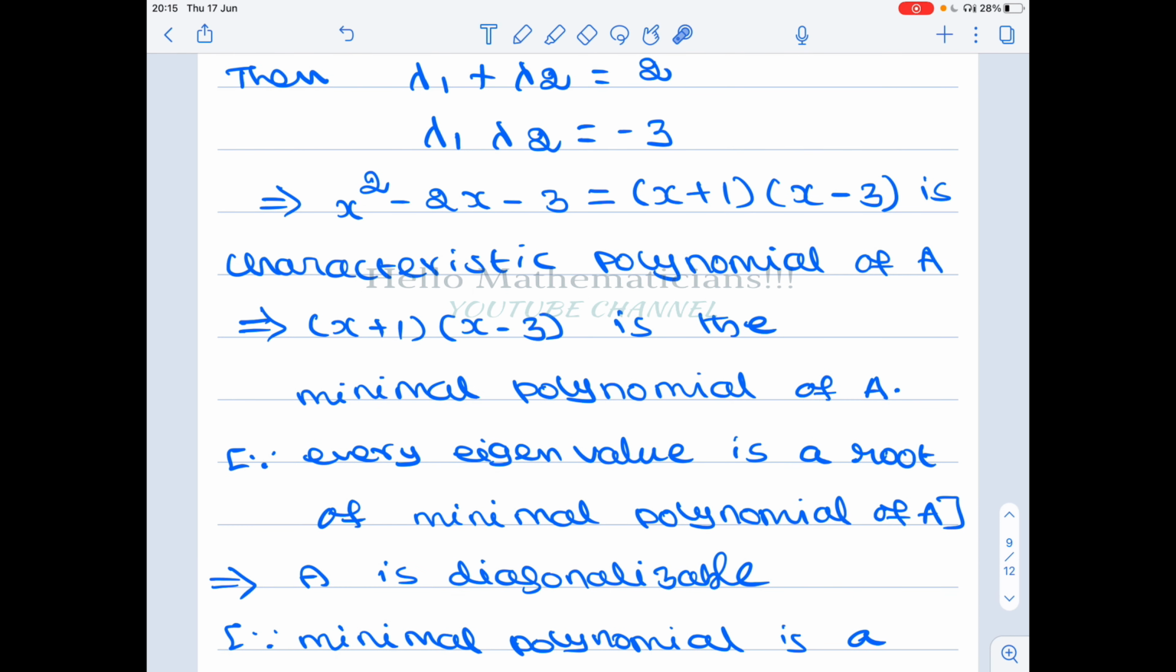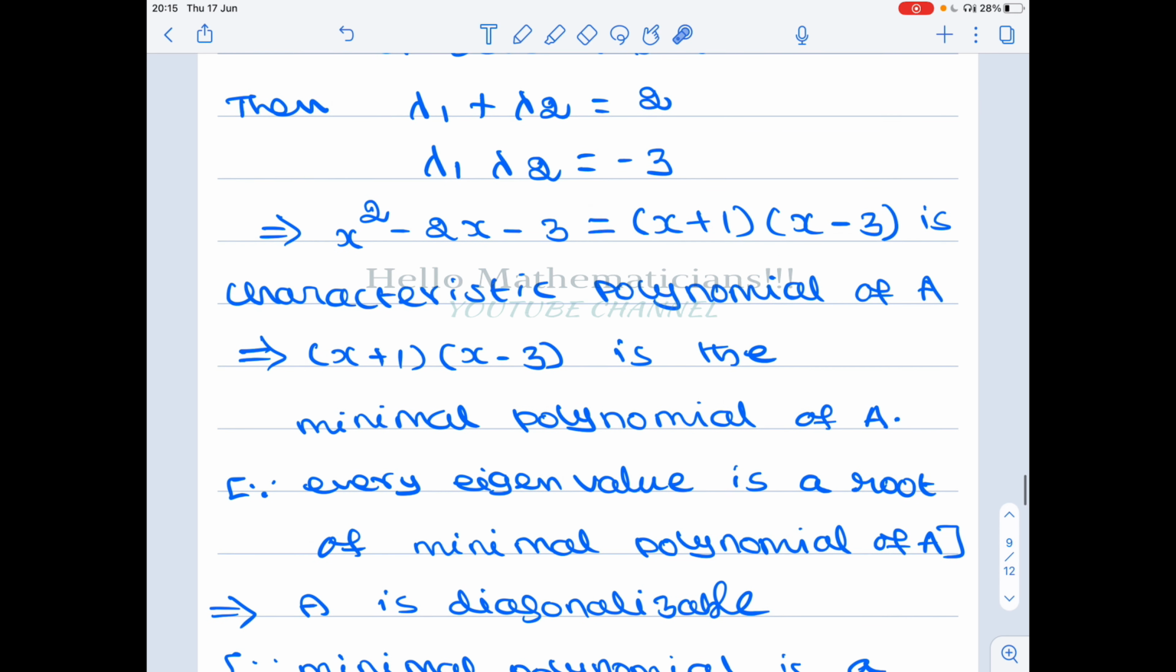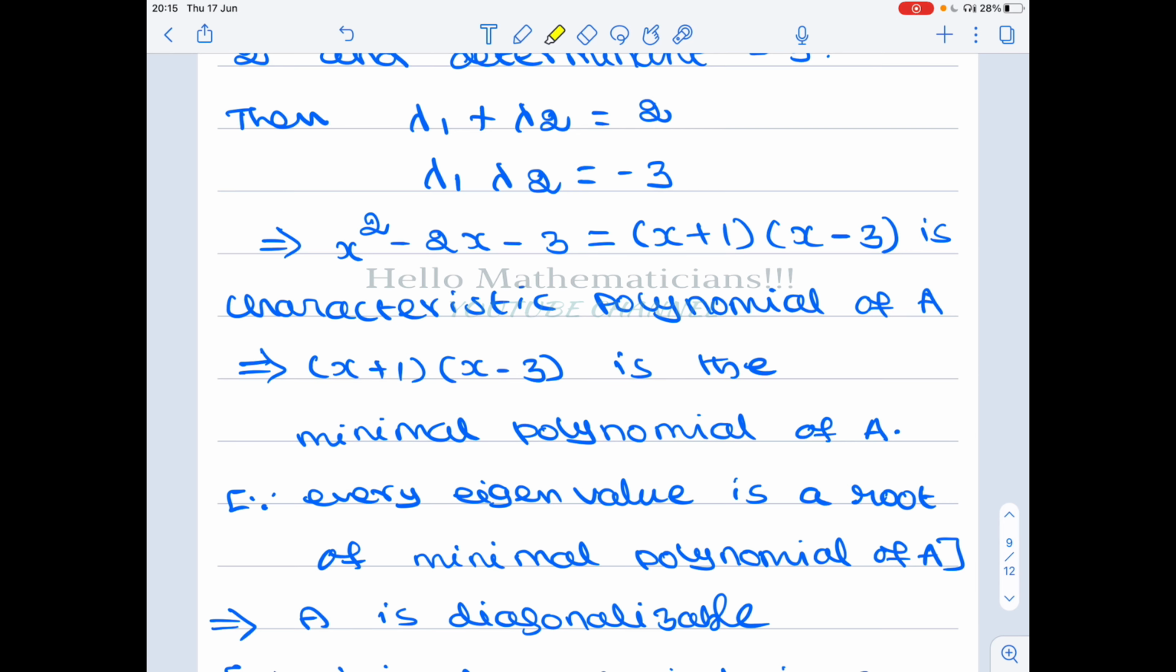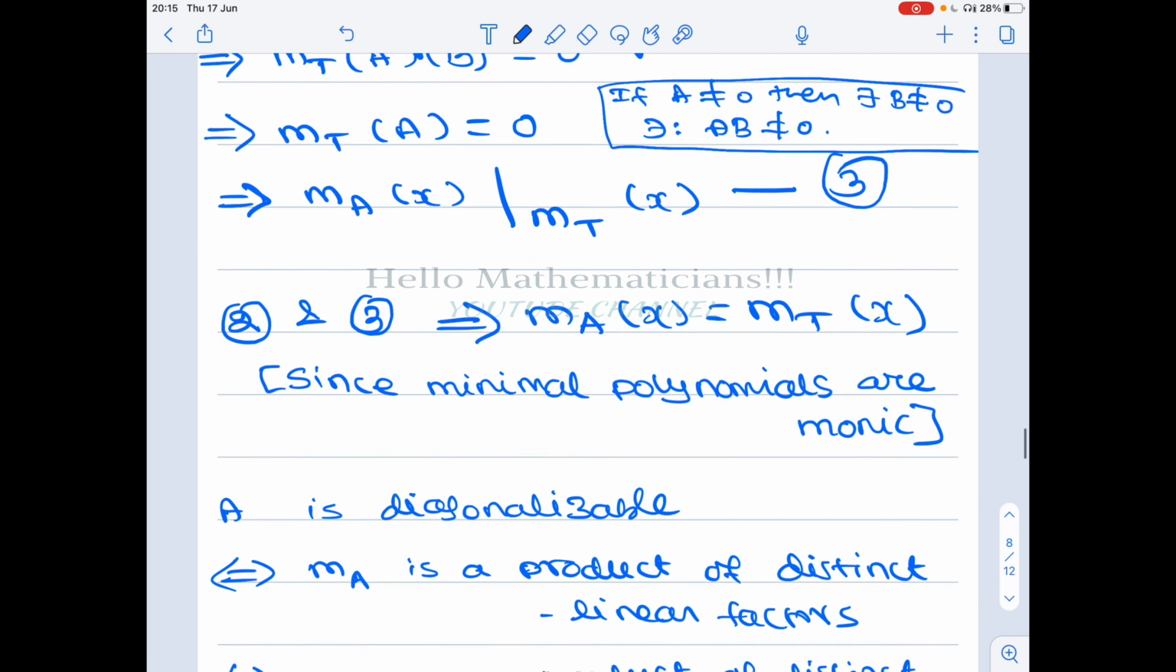So this is the characteristic polynomial of A. Therefore, A has distinct eigenvalues. If a matrix has distinct eigenvalues, then A is diagonalizable. Therefore, if A is diagonalizable, then T is diagonalizable. So what do we get?